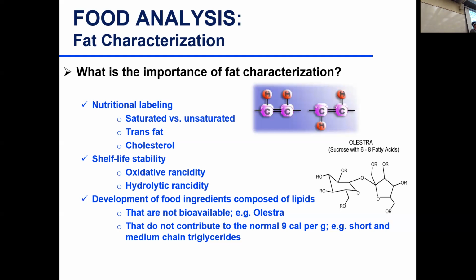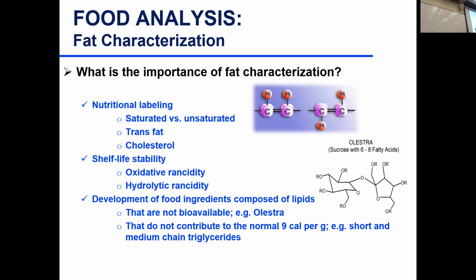Hydrolytic rancidity can also happen during deep frying. Like I said last time, the deep frying potatoes, they're high in moisture, and then you have heat, triglycerides are going to break up into fatty acids. That's hydrolytic rancidity. Whenever you end up having free fatty acids, that is hydrolytic rancidity.